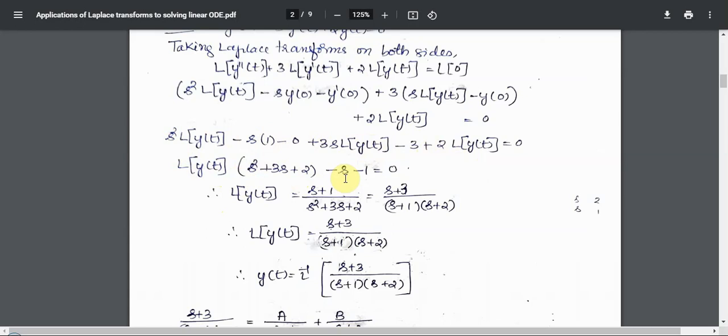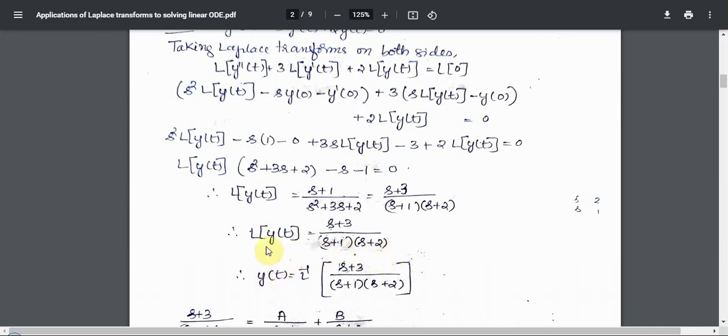Minus s into 1 is s minus 3. This is minus 3 over here. I have made the correction over here, that is missed out here. L of y of t, if I shift to this side, it becomes plus s plus 3. This is corrected over here. This is s plus 3 divided by this term. Breaking it into quadratic factors, it is s plus 1 into s plus 2. Therefore, L of y of t is s plus 3 divided by s plus 1 into s plus 2.